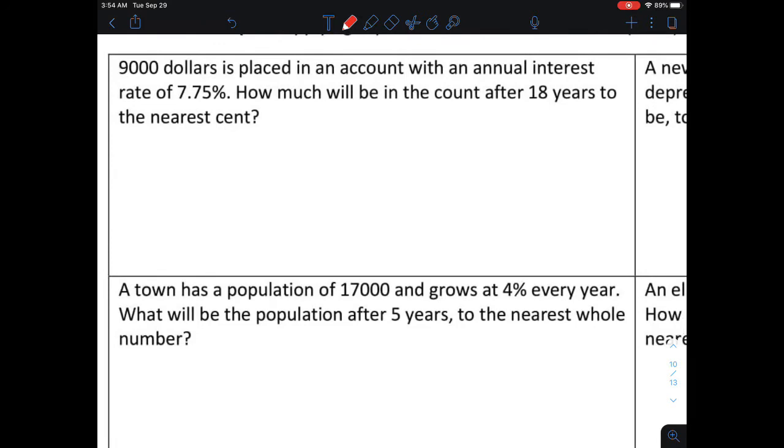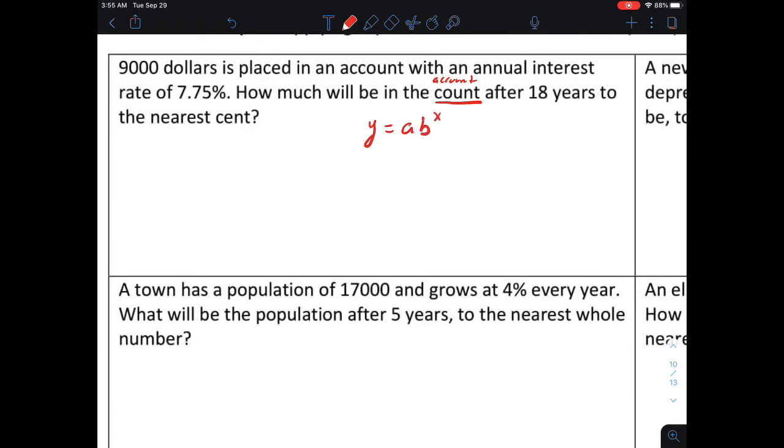$9,000 is placed in an account with an annual interest rate of 7.75%. How much will be in the account after 18 years to the nearest cent? I got a typo there. All right, well, this is an exponential problem.